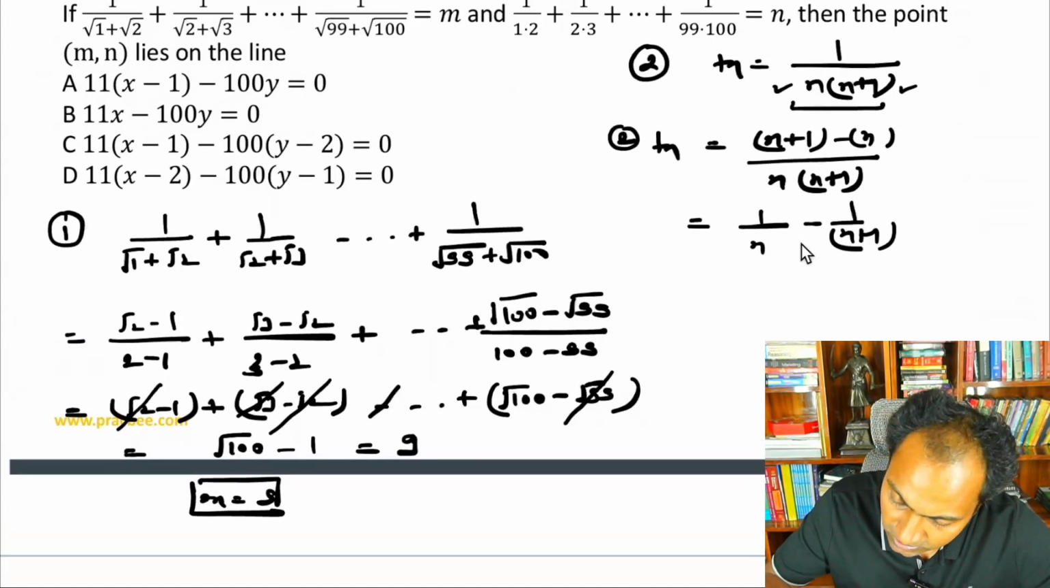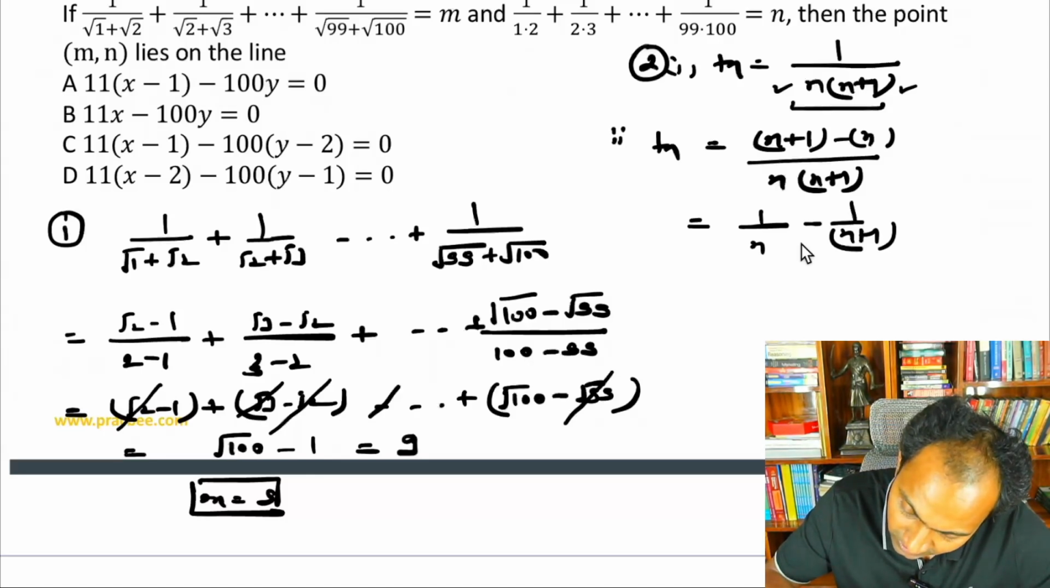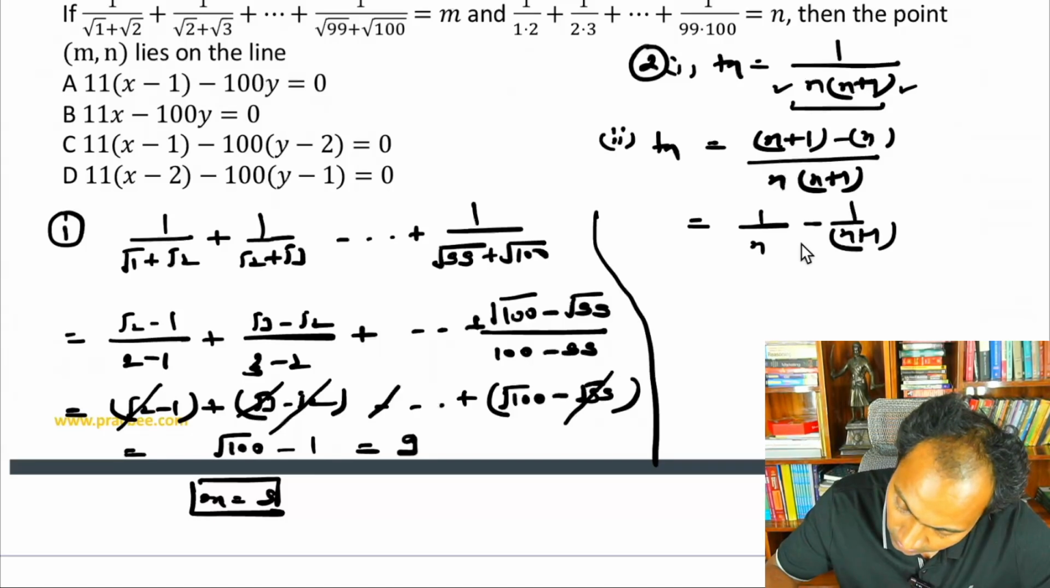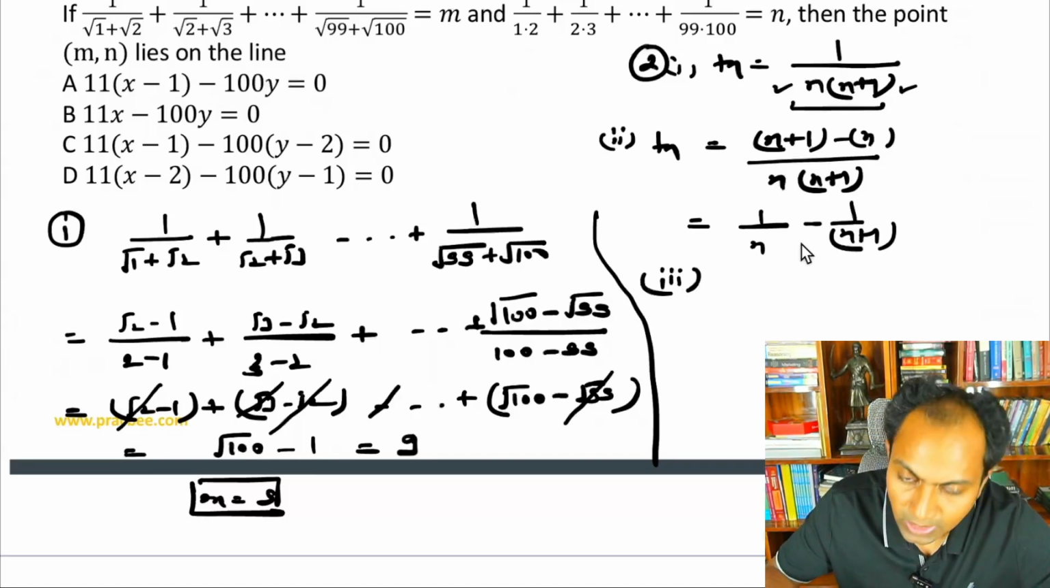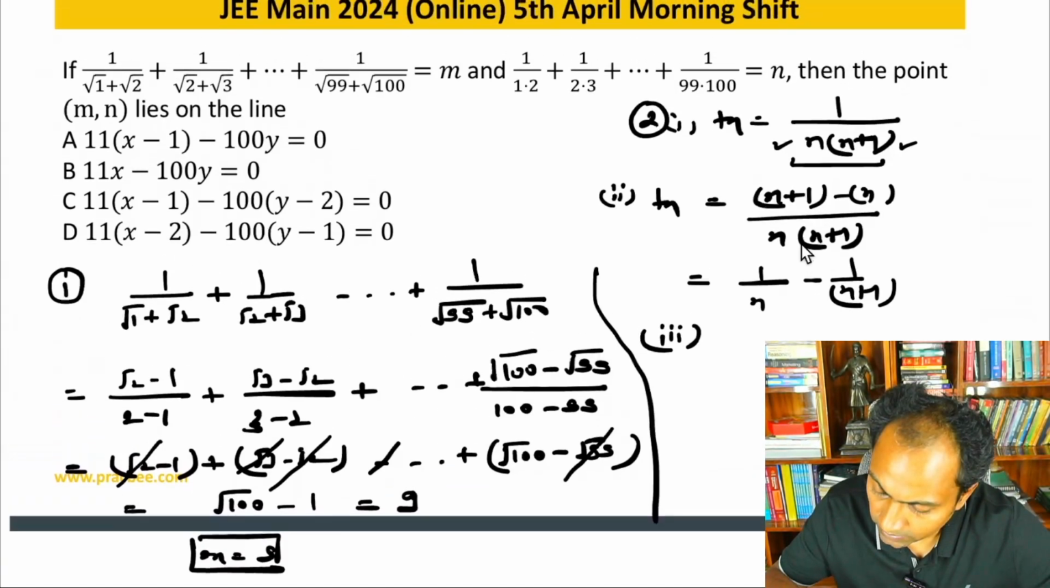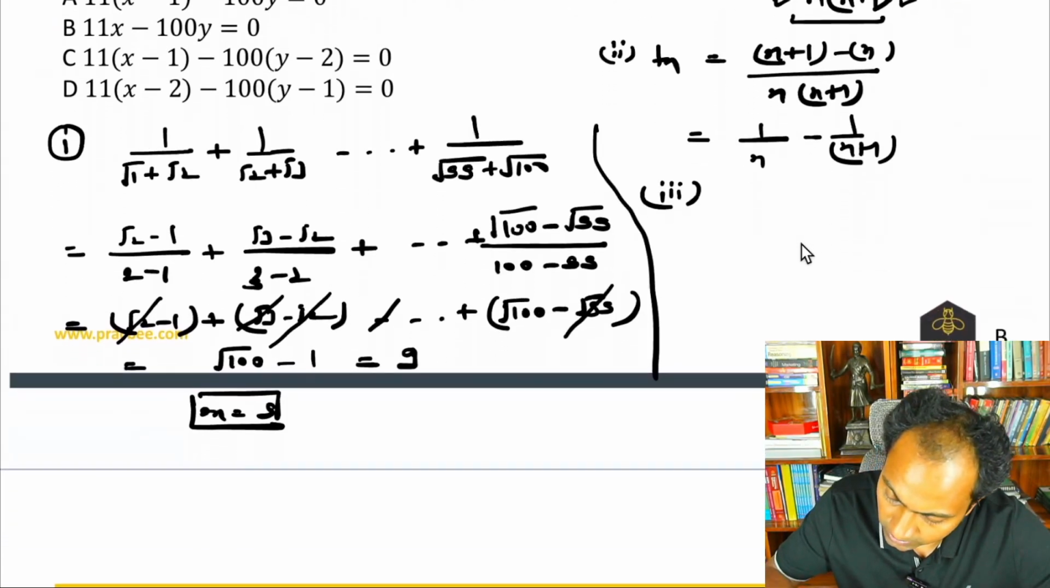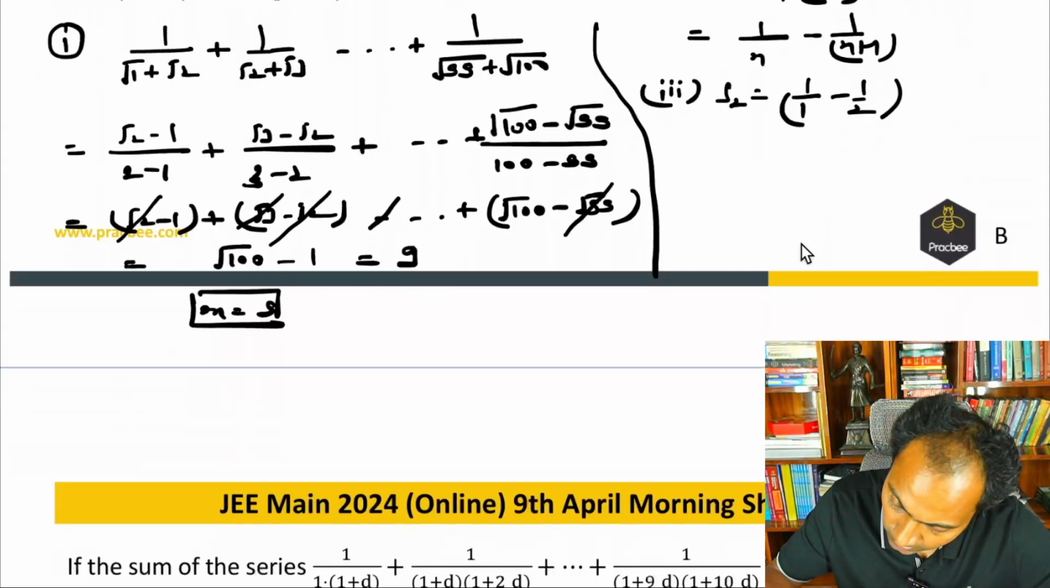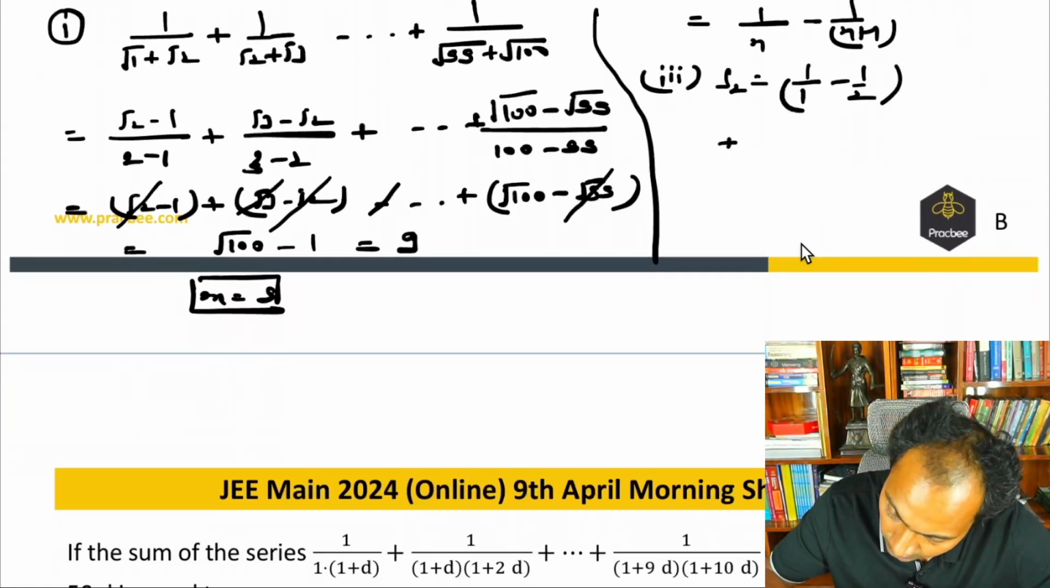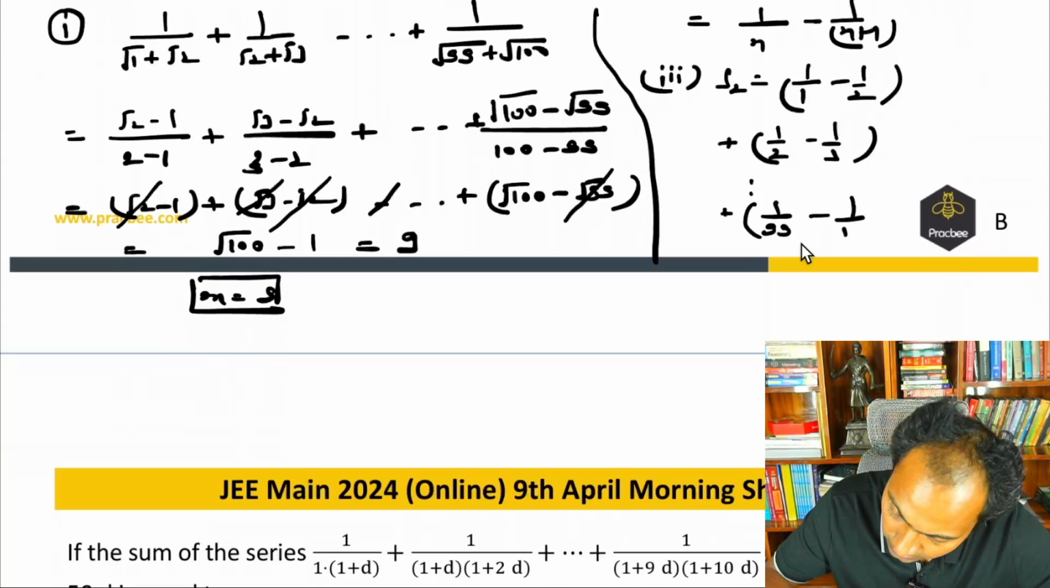So this was my first step. Let us write this as 1. This is my second step. Now in the third part, I am going to rewrite the series. So I will put the value of n starting from 1 to 99. So sum of series 2 will become nothing but 1 minus 1 by 2 plus 1 by 2 minus 1 by 3, and it will go up till 1 by 99 minus 1 by 100.